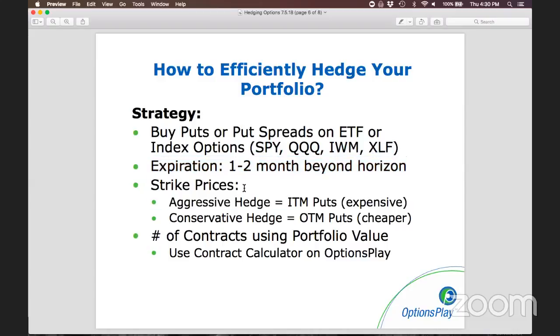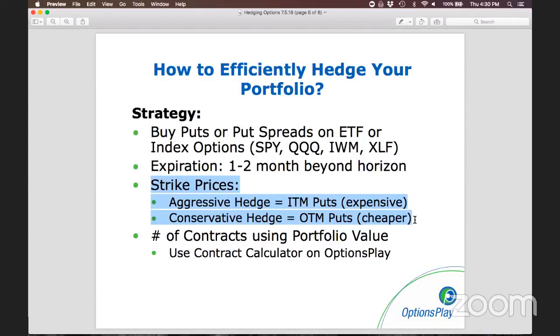When it comes to strike prices, you really have two choices here. You can do an aggressive hedge by buying in the money puts, which are more expensive, or you can do a conservative hedge by buying out of the money puts, which are cheaper. Both scenarios provide some form of protection. Obviously, one is more expensive, which gives you better protection, and one is cheaper, which gives you less protection. You can think of it like buying health insurance: you can buy the expensive insurance that covers everything, or you can buy the cheap insurance that covers just the basics.